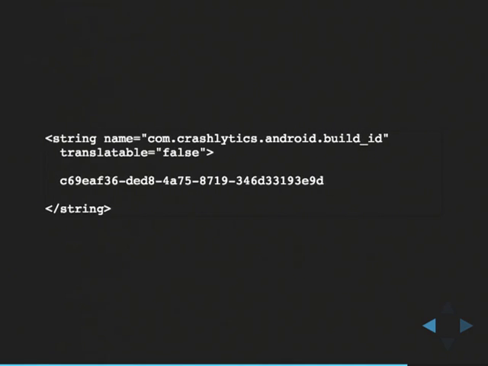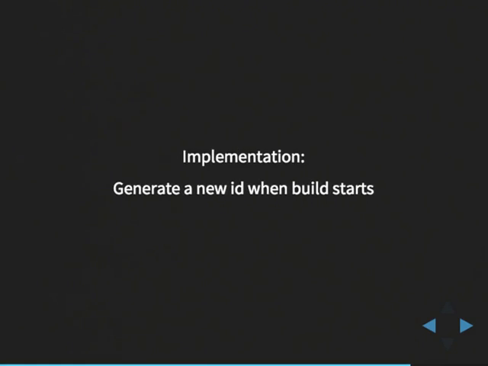So this file looks something like this. It's just a simple XML file, and it has an ID inside of it. And so our initial implementation of this was we generate a new ID when the build starts. We even were a really bad actor. We generated the ID in the source folder, not the build folder. Don't recommend this.